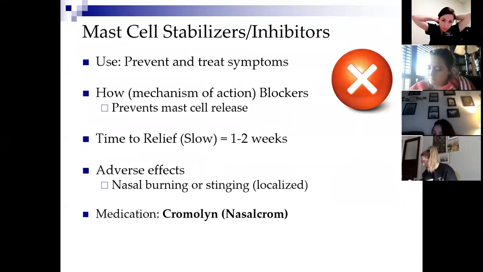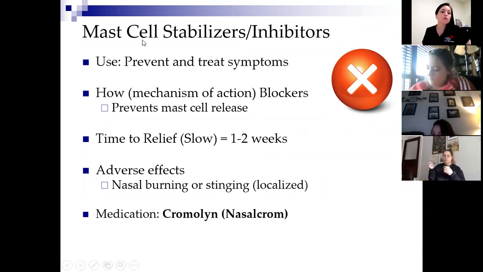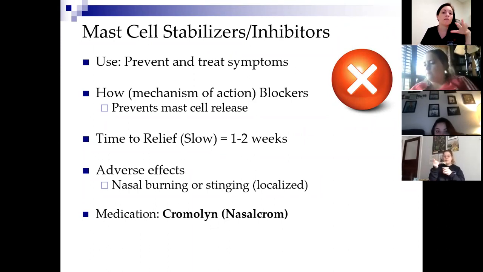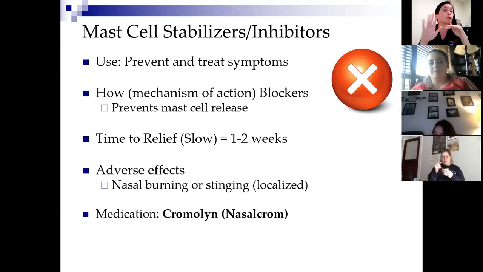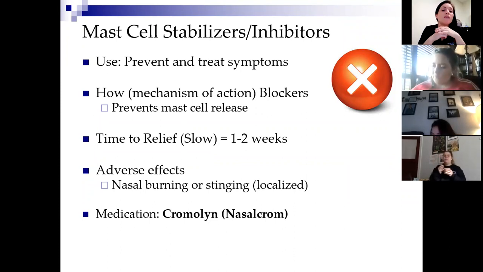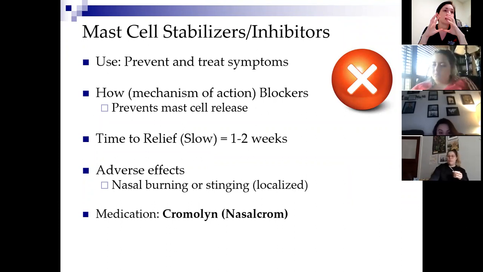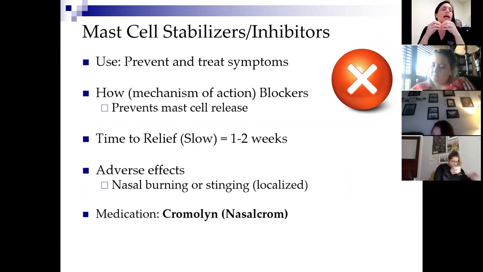Okay, so the first one is the mast cell stabilizer or inhibitors, and we use those to prevent and treat symptoms, which is pretty much what all of these are for. The mechanism of action is they sort of block the mast cell just out the gate. So they don't block the histamine, they're blocking the mast cell itself from getting triggered at all. But this takes a while because they're blocking this big immune cell that has more little parts to it. It takes longer for the onset for it actually to work.